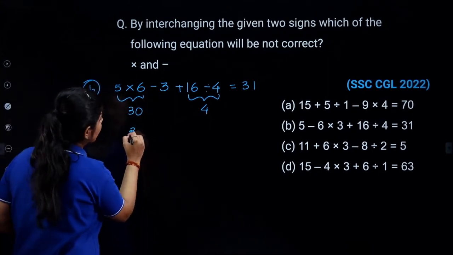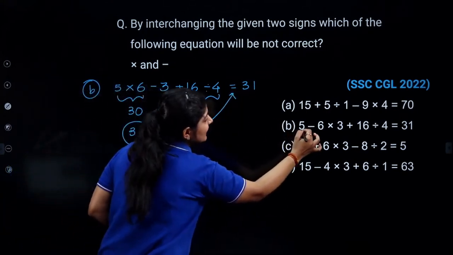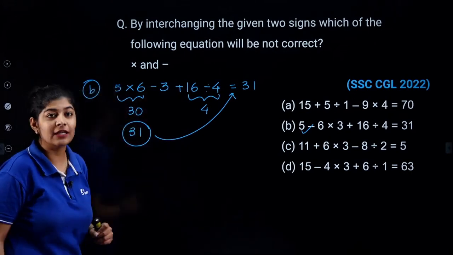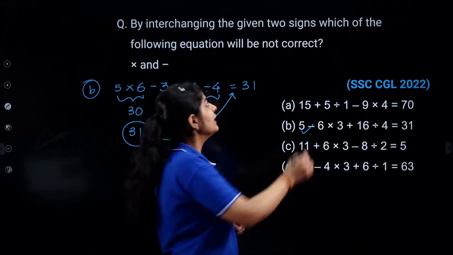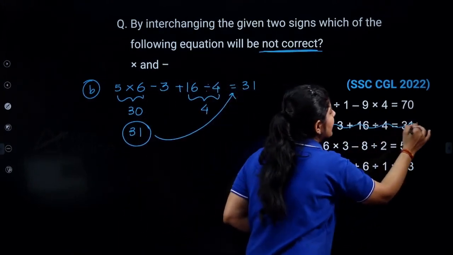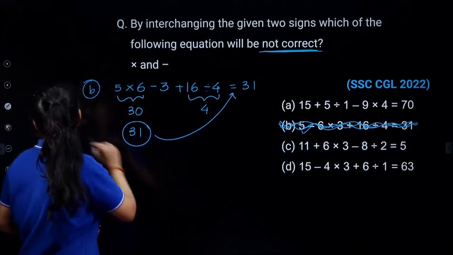So basically what we need to do? We are getting 31 as our correct answer. So basically this mathematical equation and this mathematical calculation is correct. But what we need to identify? We need to identify the not correct one. So we can just simply eliminate our option number B.